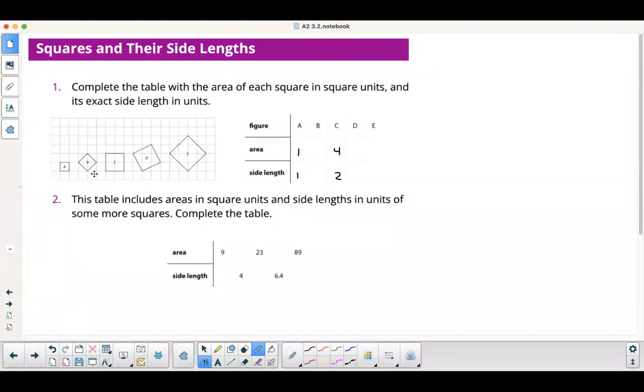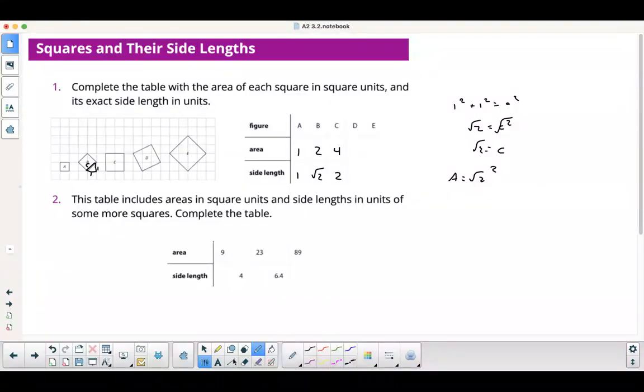Let's go to B. I'm going to think of this side as a right triangle, kind of like I did before. 1, 1, and we'll call this c. So 1 squared plus 1 squared equals c squared. So I get c equals the square root of 2 for that one. That's your side length, the square root of 2. And your area would be the square root of 2 squared, right? Area equals side length squared, so that would be 2.